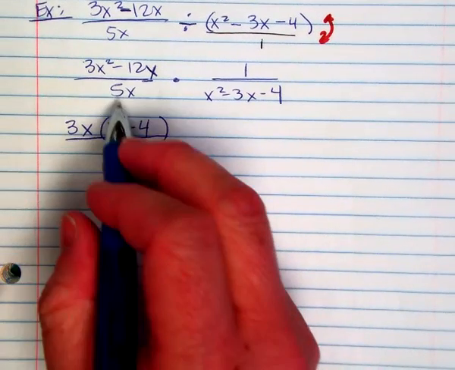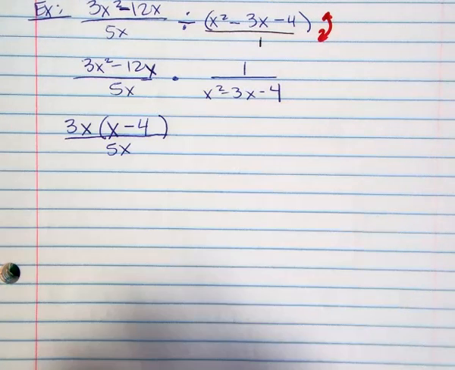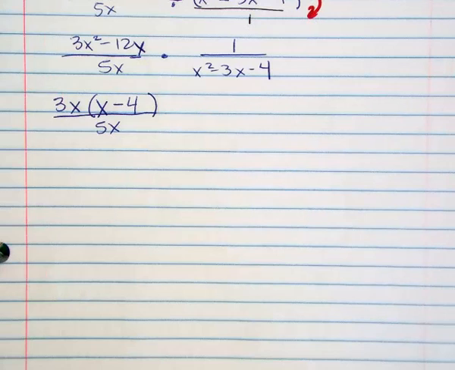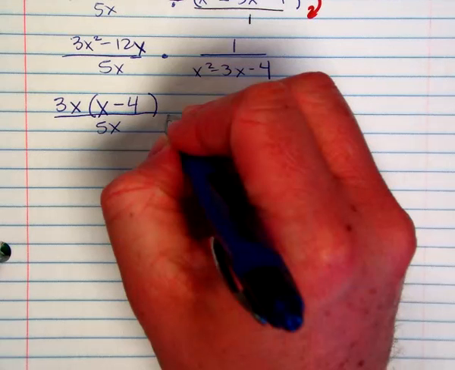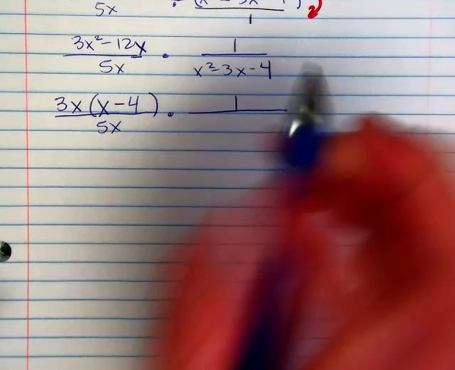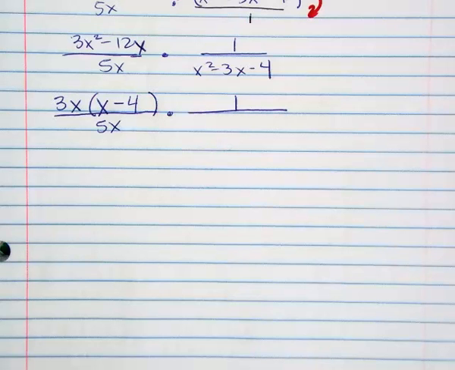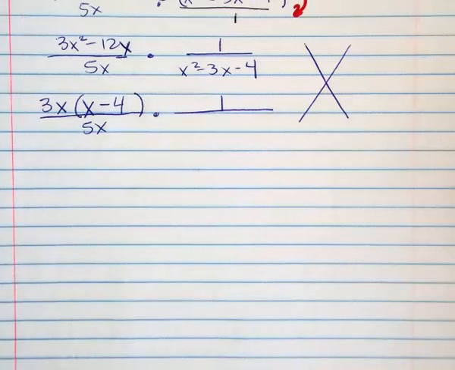The denominator, 5x, is just a monomial. The other numerator is just the number 1, leave it alone. But the denominator, x squared minus 3x minus 4, is a quadratic. So let's go ahead and do x method for this.